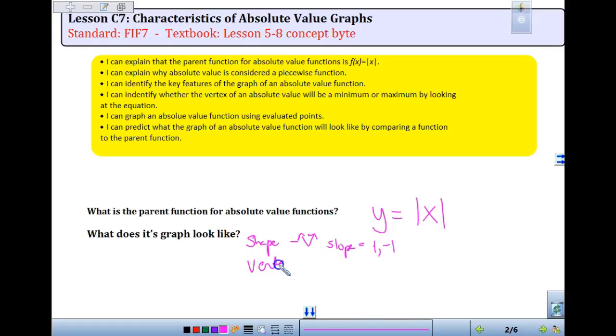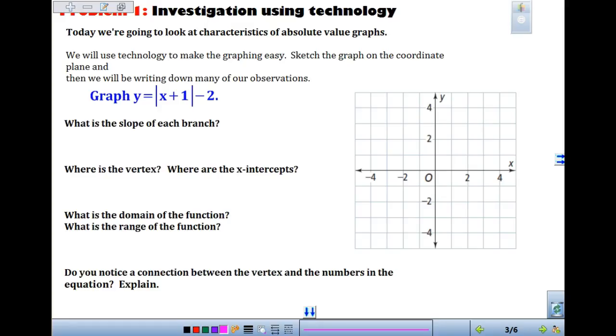What do we know our vertex is if we are looking at it, Mallory? At the origin, 0, 0, right? So we're starting our vertex at 0, 0, and the shape is V-shaped. And it will always go up in our original one, okay? So that parent function is the V going up, slope of 1 and negative 1, vertex 0, 0. So when we're thinking about what it looks like, right?